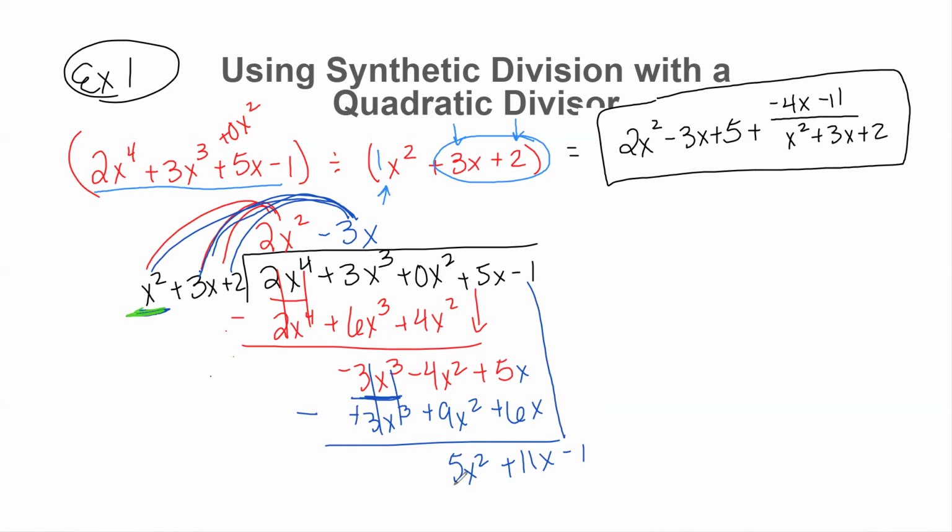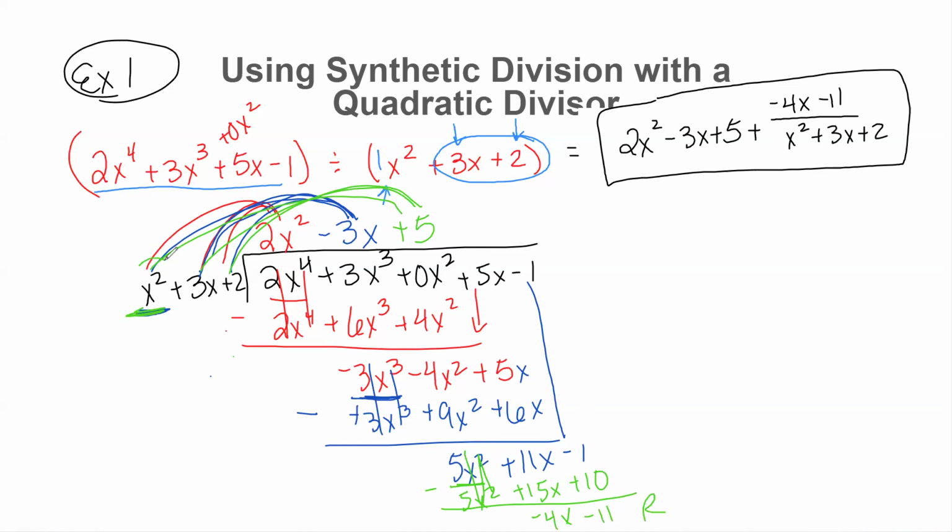X squared needs to look like the new first term, so he just needs a 5. Distribute. That's 5x squared. 3 times 5, so 15x. 2 times 5, so 10. Subtract, cancel. 11 minus 15 is negative 4x. Negative 1 minus 10 is negative 11, and there's your remainder.